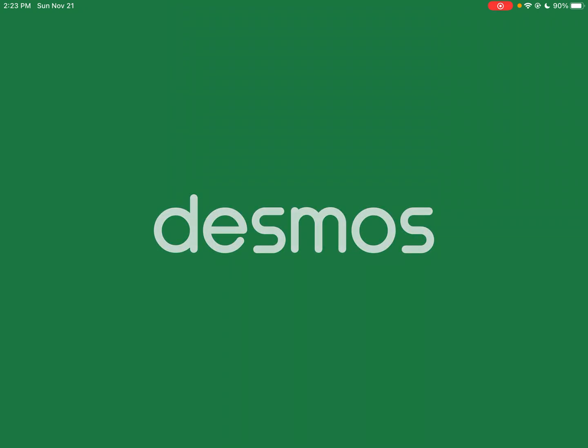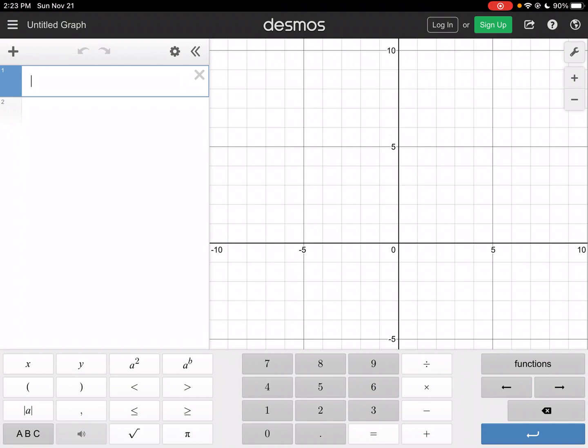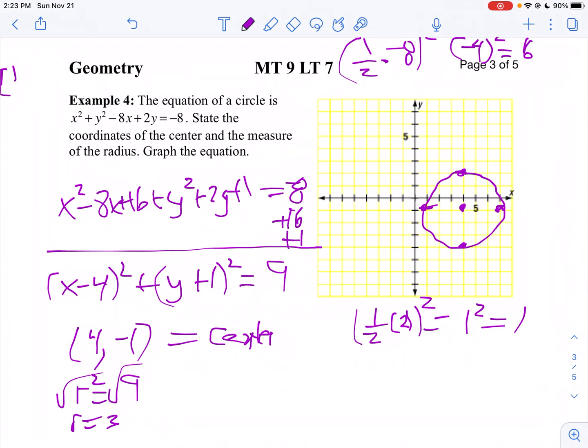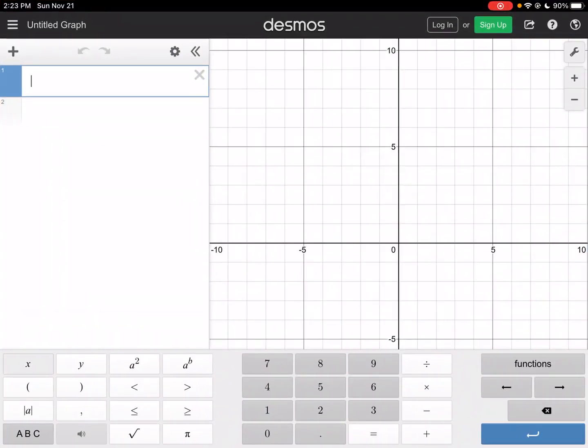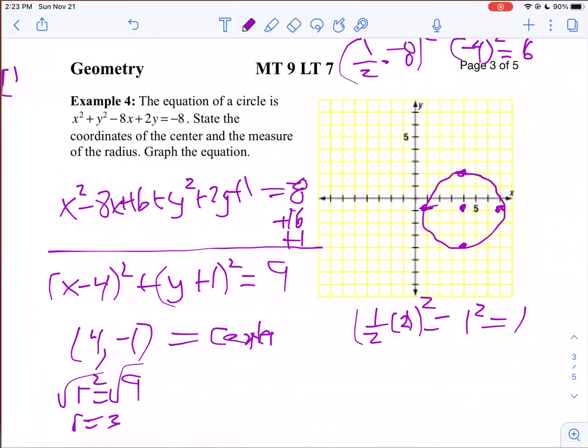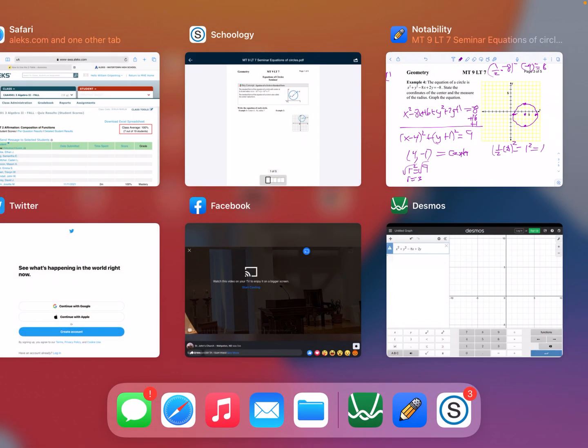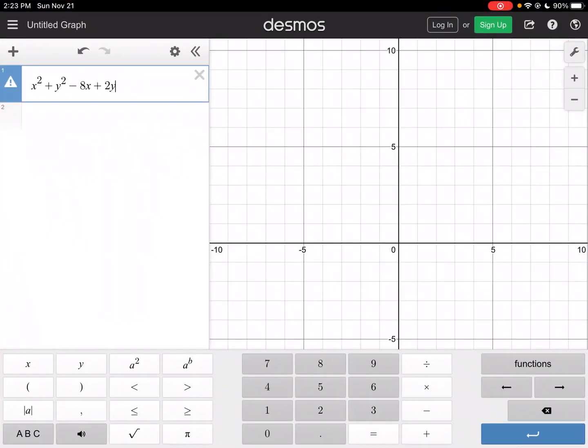Get that opened here. I'm going to type in my original equation, which is x squared plus y squared minus 8x plus 2y. I want to make sure I got everything there. Equals -8. And there is a circle we just graphed.